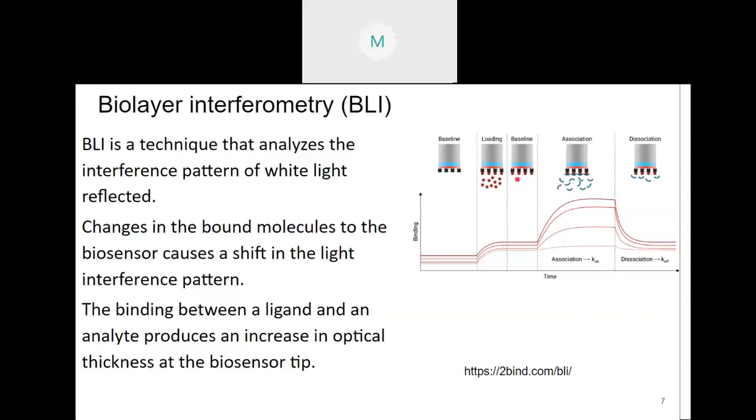So the thickness of the biolayer has increased now. After that, we can add the second protein, the AID domain here. If the second protein binds to the first one, the whole thickness of the biolayer again increases. Then because of this change in the thickness, the reflected white light pattern also changes. Therefore, we can get the idea whether the proteins are interacting with each other or not.